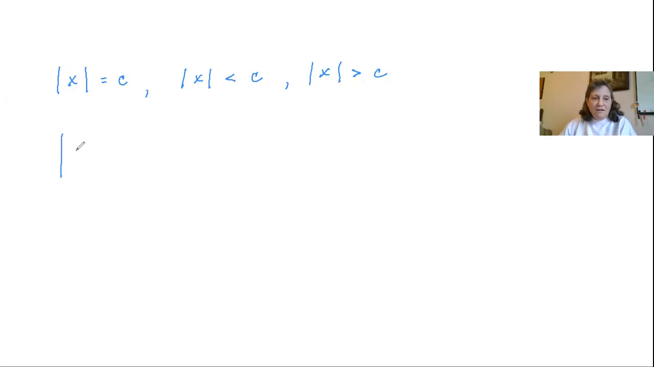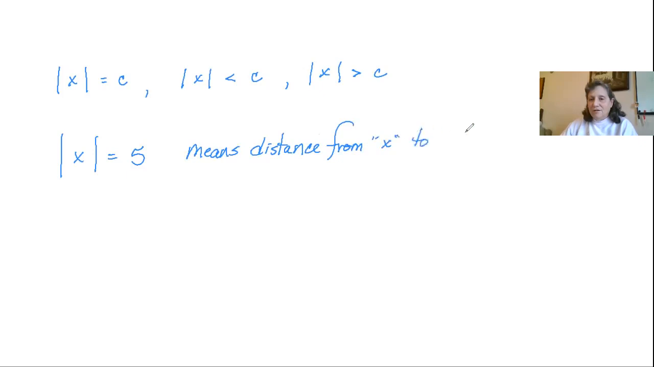If we had the absolute value of x equal to 5, how many numbers have an absolute value that's equal to 5? Now remember, the absolute value is the distance from 0. This literally means that the distance from x to 0 is 5 units.